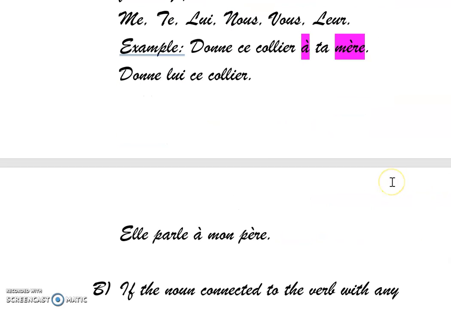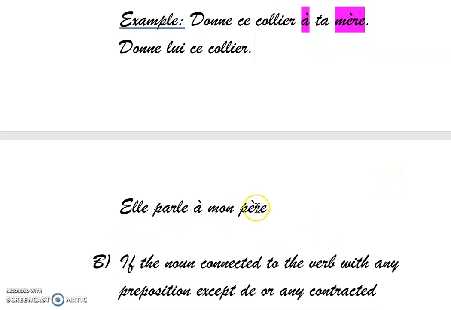Try doing the second one. Il parle à mon père. Pause the video and try to do it. Step number 1. Identify your noun. In this case, it is père.